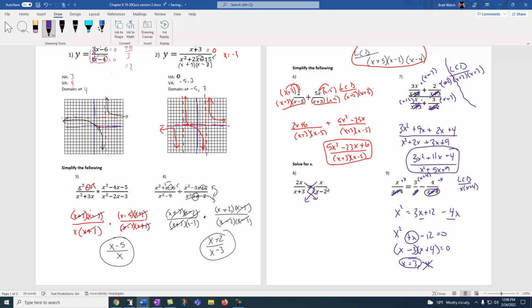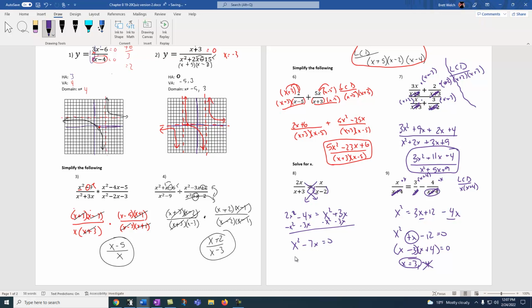2x times x minus 2 is 2x squared minus 4x. And that will equal x times x plus 3, that's x squared, plus 3x. Because I have x squared in the problem, I want to move everything to the same side. So I'm going to minus x squared and minus 3x, minus x squared and minus 3x. That would give me x squared minus 7x equals 0.